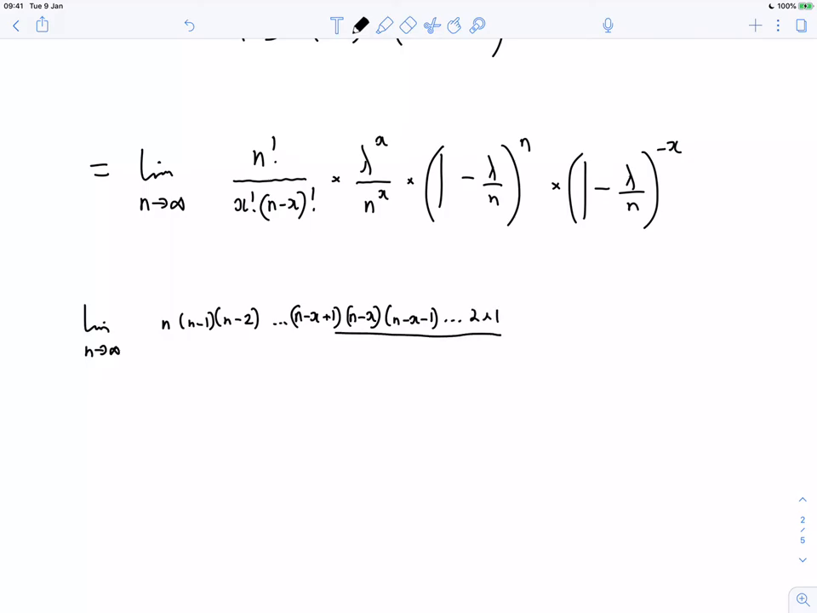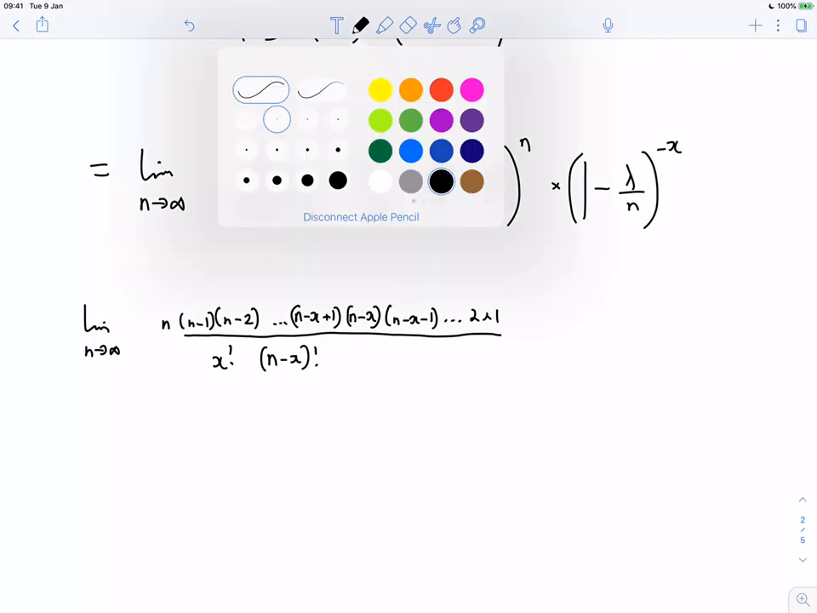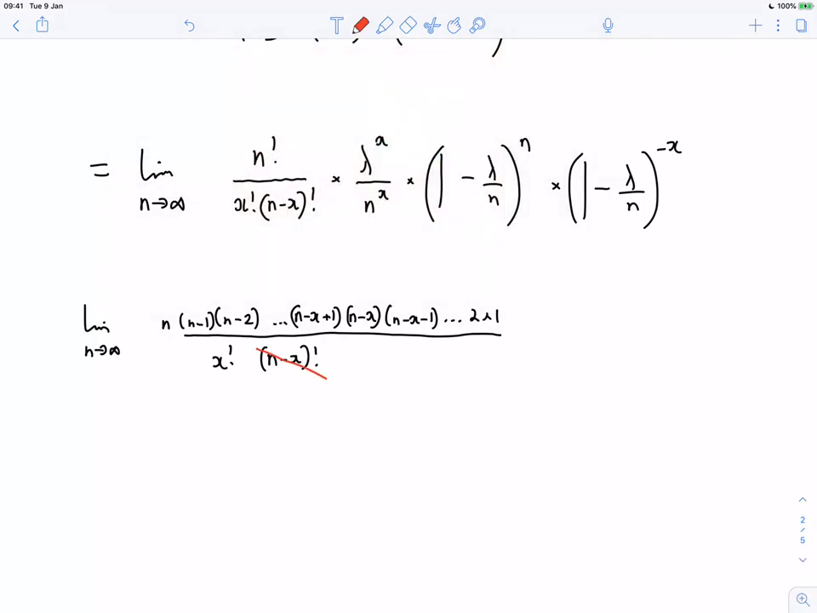And this is all being divided by x factorial times n minus x factorial. And I'm hoping you can see that this n minus x factorial is going to cross out with that part of the n factorial, i.e. the n factorial is just going to stop at n minus x plus 1, because it's one term in front of the n minus x term. And the rest is still as follows: lambda to the x over n to the x, times 1 minus lambda over n to the n, times 1 minus lambda over n to the minus x.